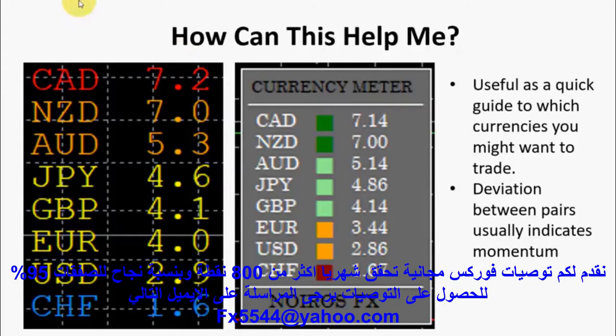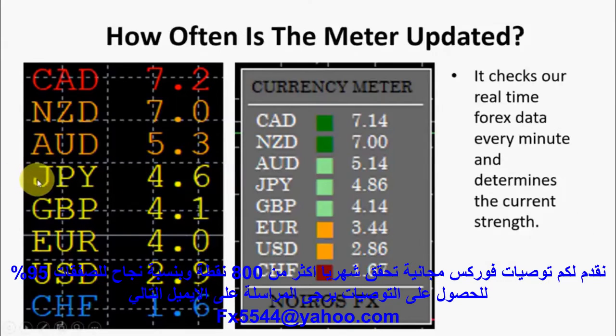So for example, Canadian franc will be in an uptrend. New Zealand, if you take away 1.6 from 7, is still more than 4. It will also be in a trend. However, between GBP and Japan, 4.6 minus 4.1 is far, far less than 4. This is 0.5. So you will not expect them to be in a trend. So how often is the meter updated? It is updated every minute and it pulls data from the last 24 hours.